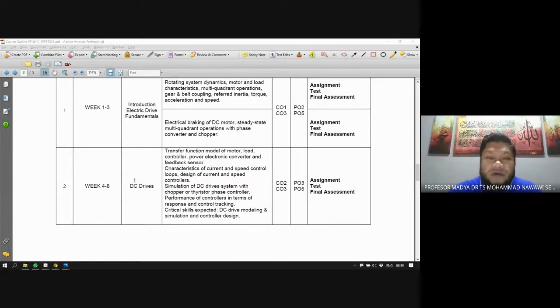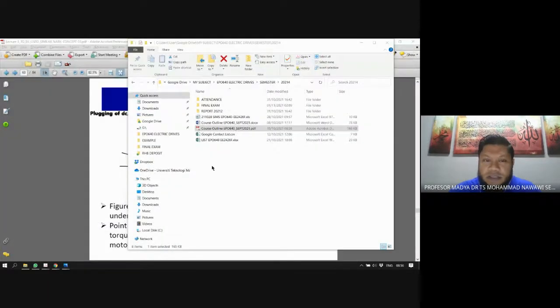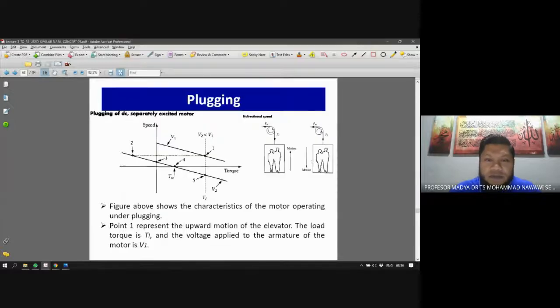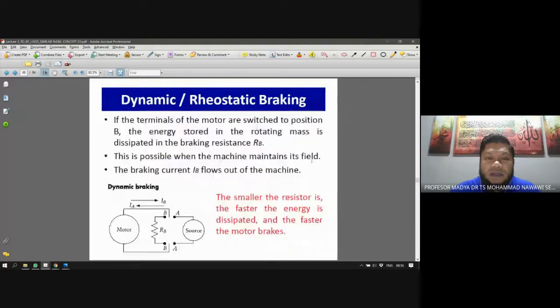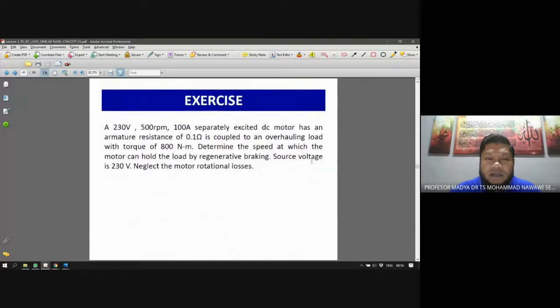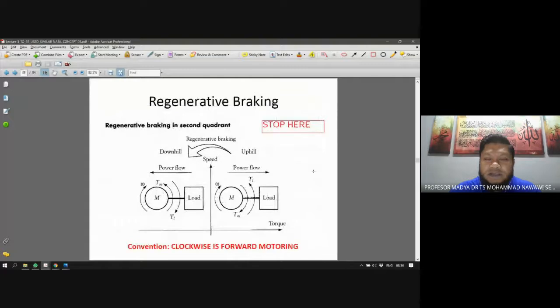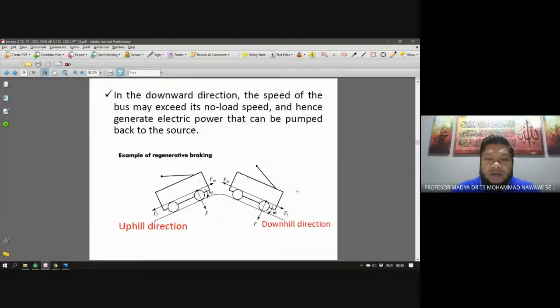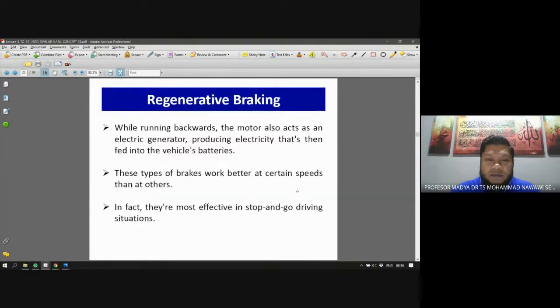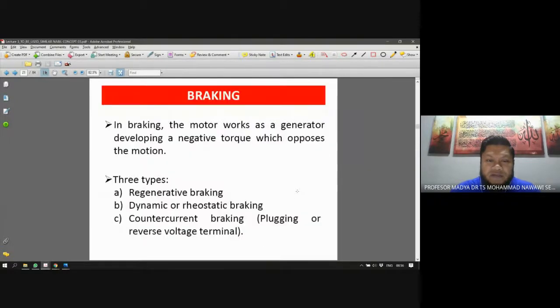Okay, right. So we come back to the notes. We stopped last Friday at regenerative braking. Yes, regenerative braking. So we come back to the braking.